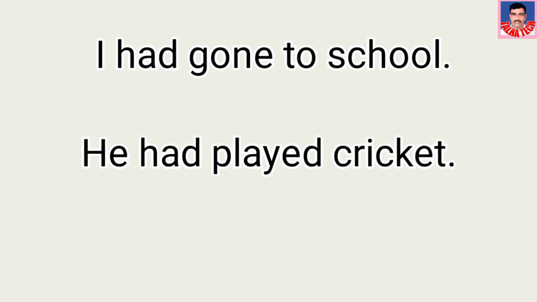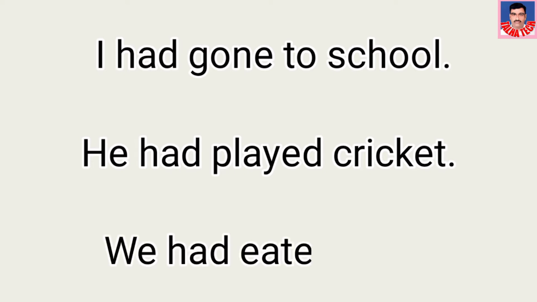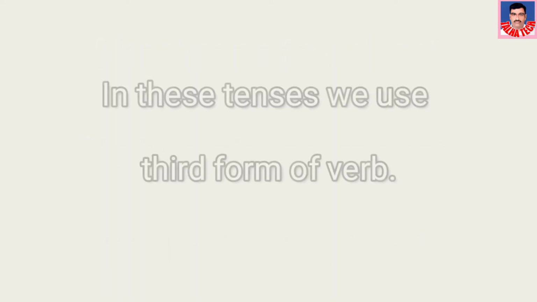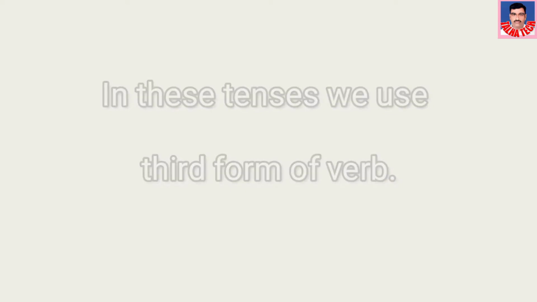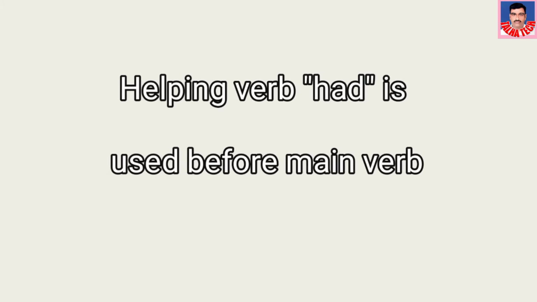I had gone to school. He had played cricket. We had eaten food. In these tenses, we use the third form of the verb. The helping verb had is used before the main verb.